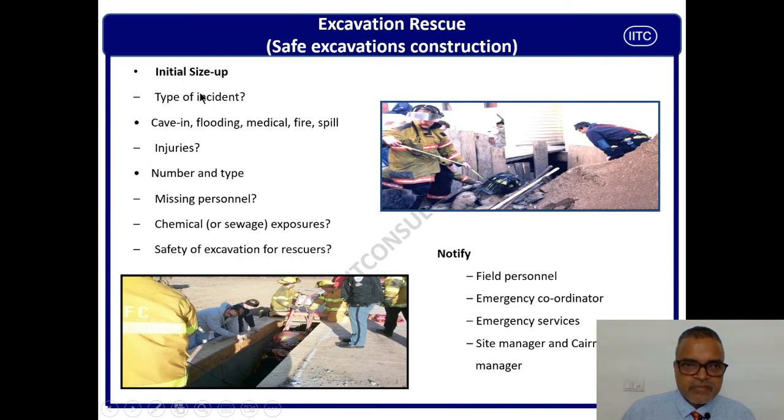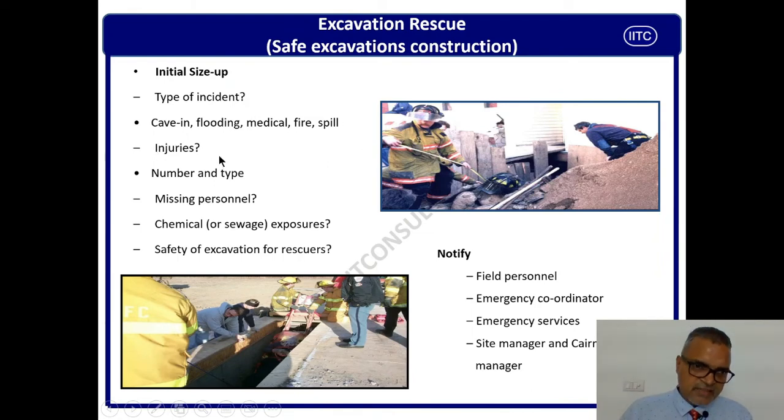Excavation rescue: we have to do the rescue in case of any unfortunate event. We will see the initial size-up and the type of the incident. Then you have to see whether it is a cave-in, flood, medical emergency, fire, or spill. We will see what kind of injuries and what kind of incidents there are.